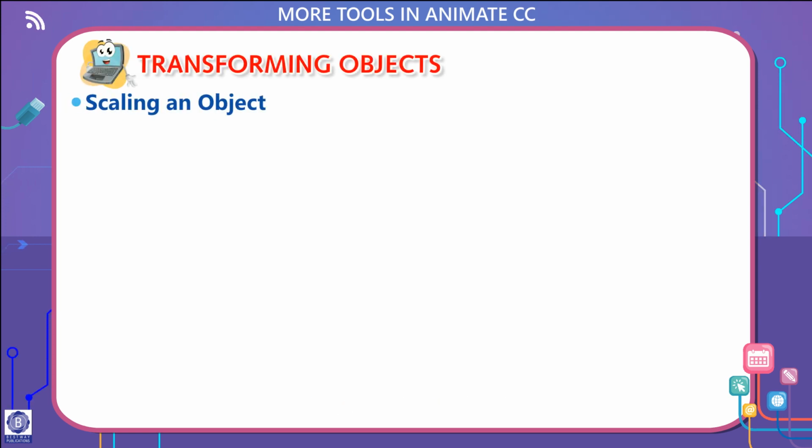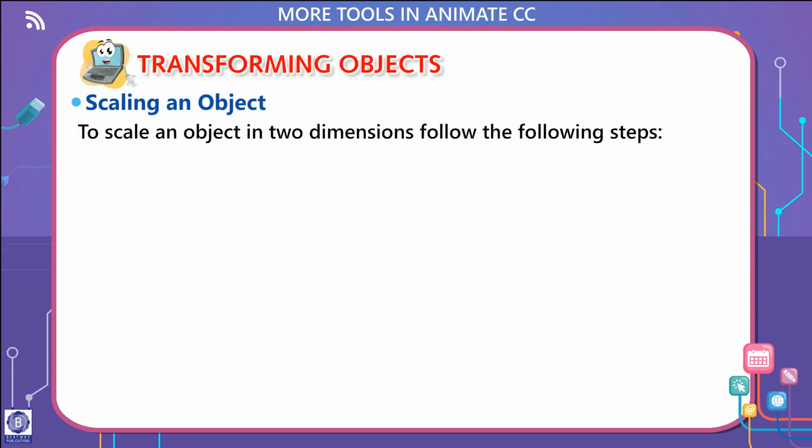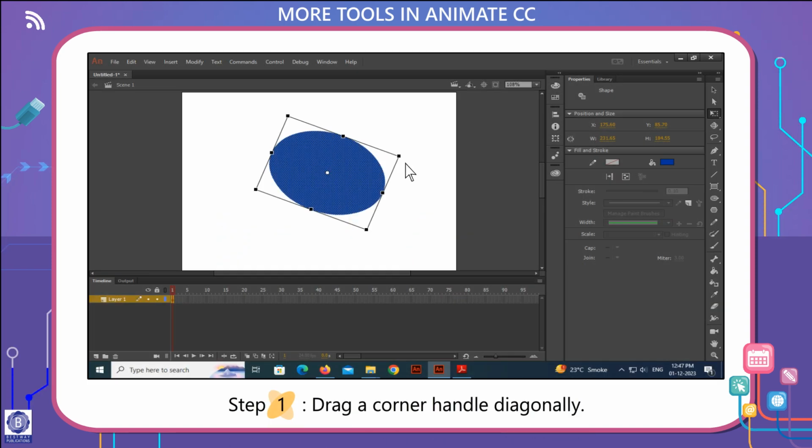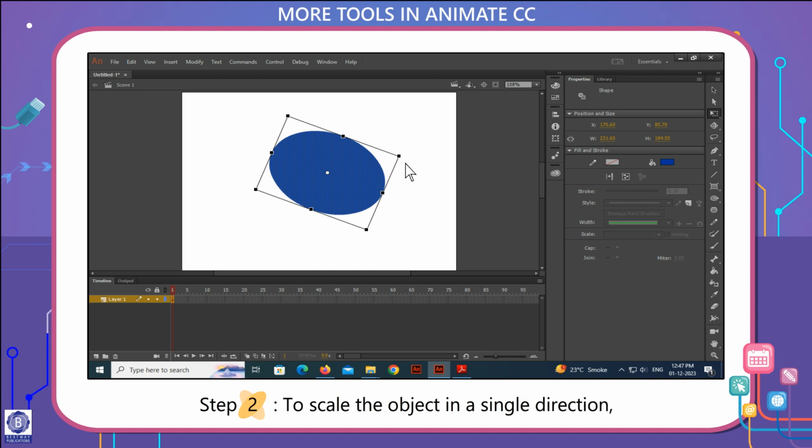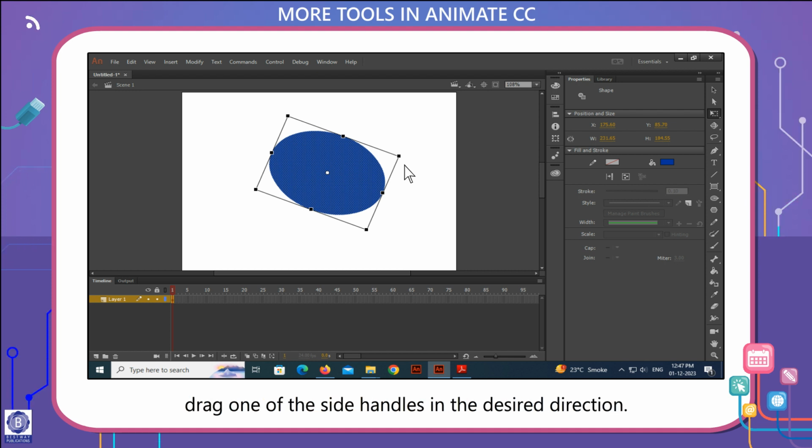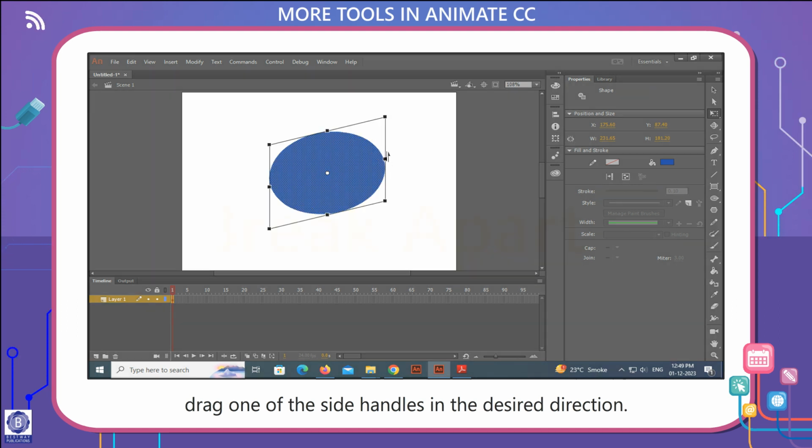Scaling an object. To scale an object in 2 dimensions, follow these steps. Step 1. Drag a corner handle diagonally. Step 2. To scale the object in a single direction, drag one of the side handles in the desired direction.